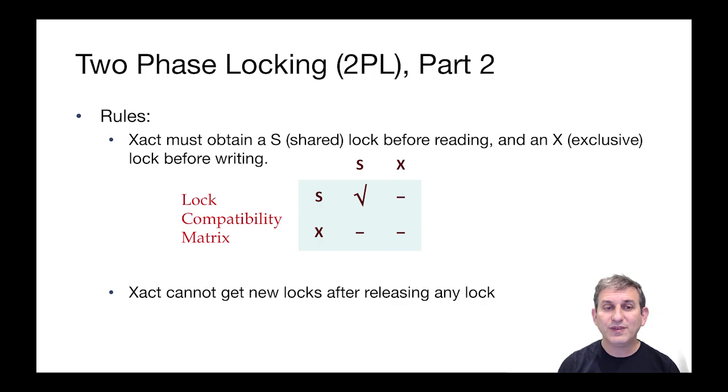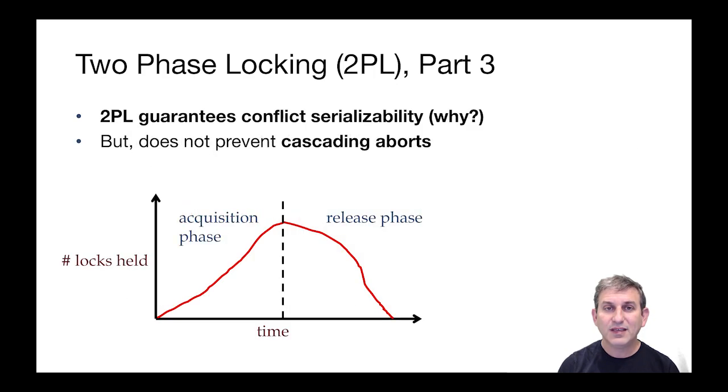The second rule for two-phase locking is the two-phase part. A transaction cannot get new locks after it releases any lock. Now, when you look at a transaction's behavior over time, you can graph it like the picture on this slide, where time is going to the right and the number of locks held by the transaction is on the vertical axis. And you can see that the transaction starts acquiring locks.